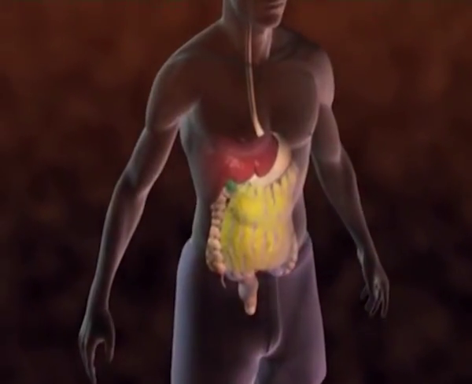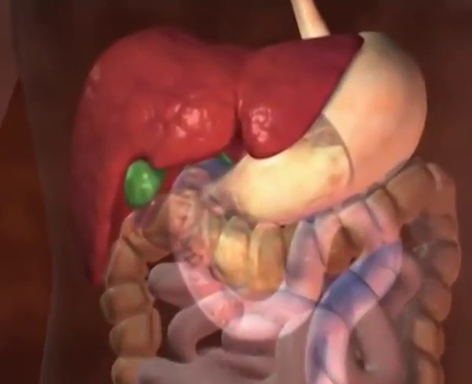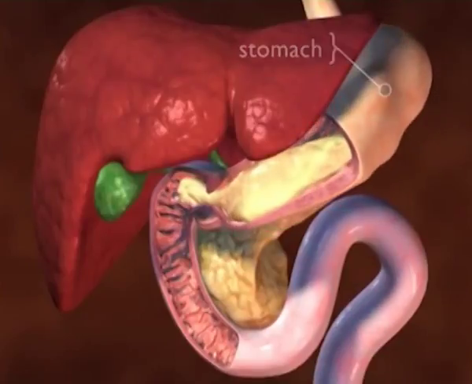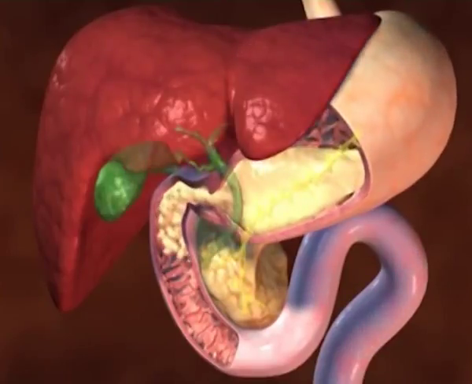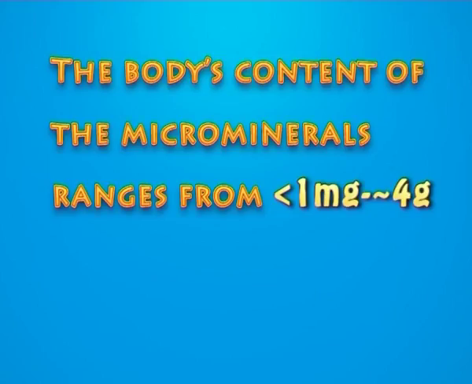The abnormalities induced by deficiencies are always accompanied by specific biochemical changes. Each essential micromineral is necessary for one or more functions in the body. Whenever the intake or body concentration is too low or too high, function is impaired and death can result. The body's content of the microminerals ranges from less than 1 mg to approximately 4 gram.